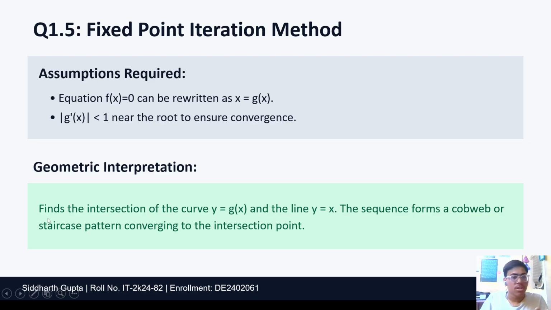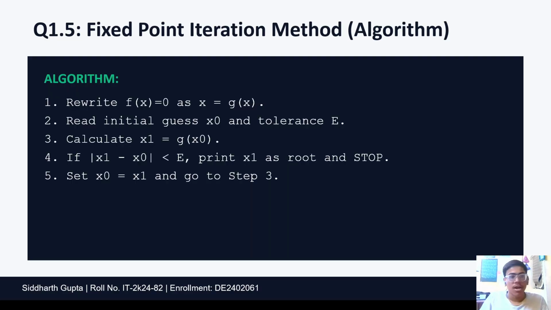Now the geometric interpretation: find the intersection of the curve y = x and y = g(x). The sequence forms a cobweb or staircase pattern converging to the intersection point. So the geometrical interpretation of this is that there will be two curves and both curves will be intersecting, and the sequence will be a staircase pattern. Next, moving on to the algorithm for the fixed point iteration method.